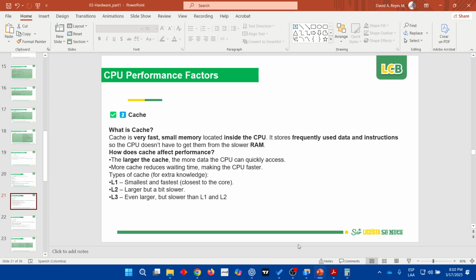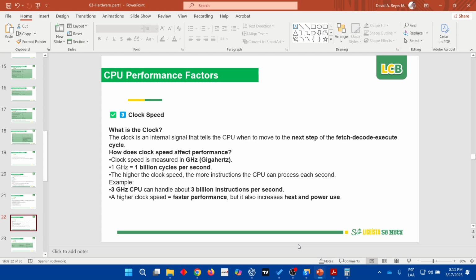And we have some types of cache, but this is just for extra knowledge, because I know that in IGCSE you are not going to be assessed on this. L1 is smaller and faster, L2 is larger but a bit slower, L3 is even larger but slower than L1 and L2. This is just extra information. You are not going to be assessed on these topics.